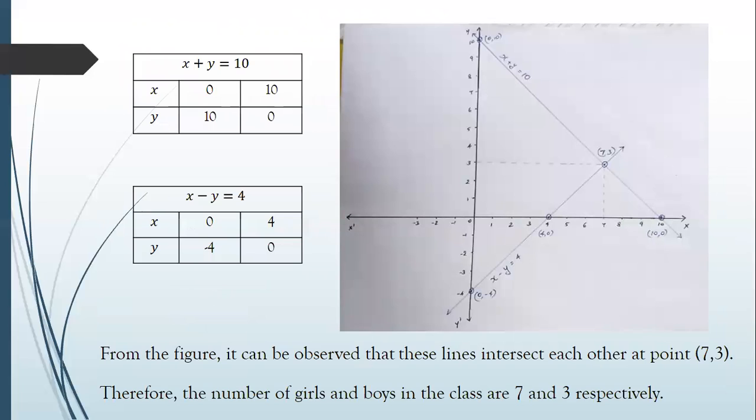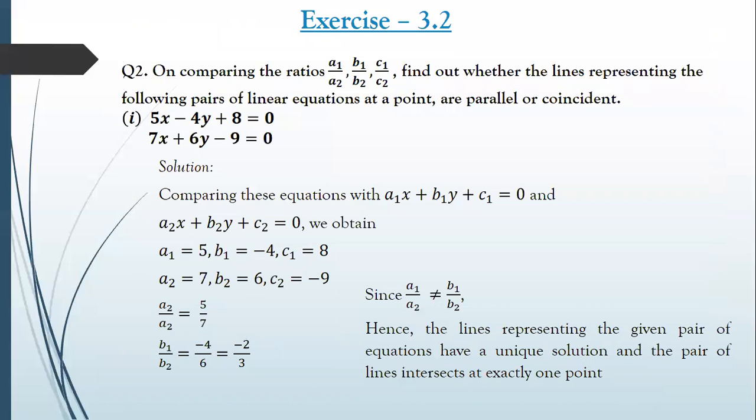Now we'll represent that graphically, and we find that these two lines intersect at the point (7, 3). So from the figure, it can be observed that these lines intersect each other at (7, 3). Therefore, the number of girls and boys in the class are 7 and 3 respectively. So 7 girls and 3 boys. So their difference is 4 and their summation is 10. So this is the answer.